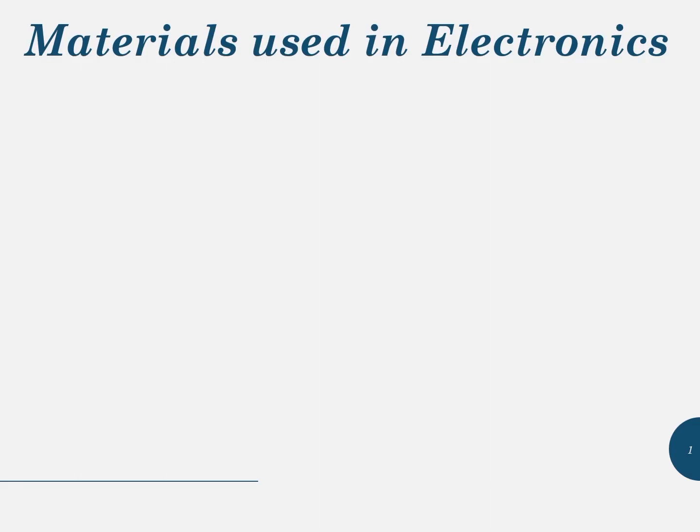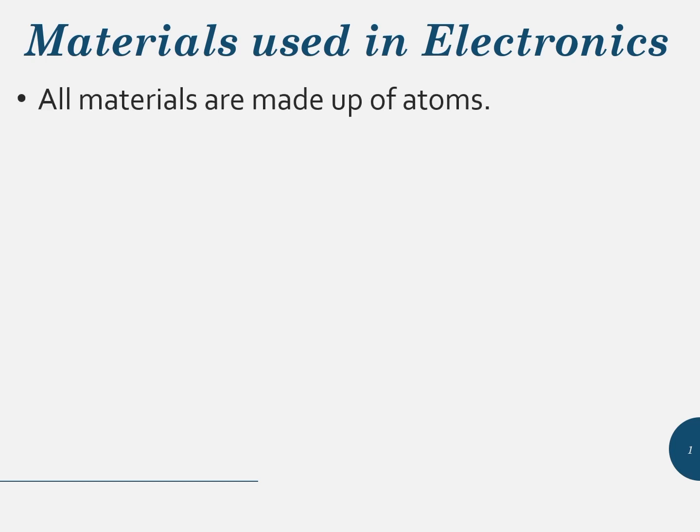Materials that are used in electronics. All materials are made up of atoms. These atoms contribute to the electrical properties of a material, including its ability to conduct electrical current. In terms of their electrical properties, materials can be classified into three groups.